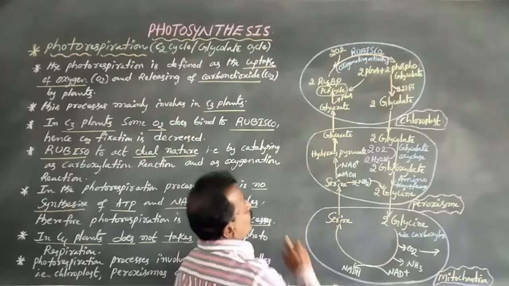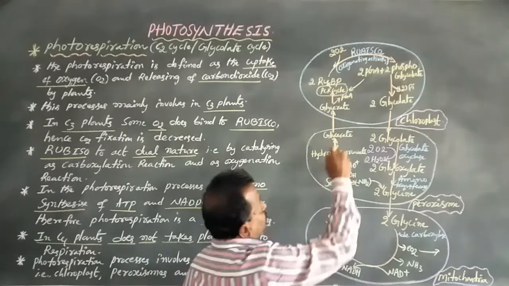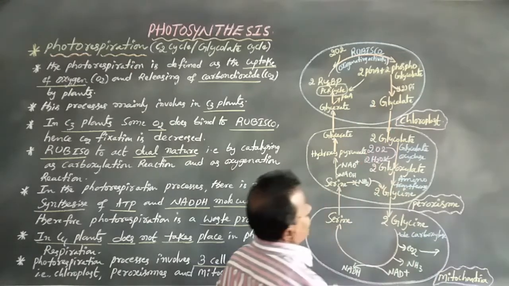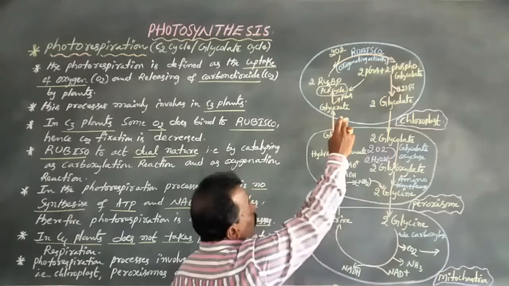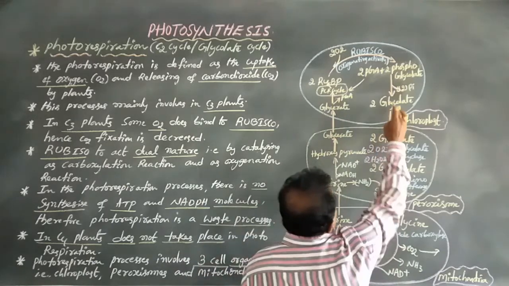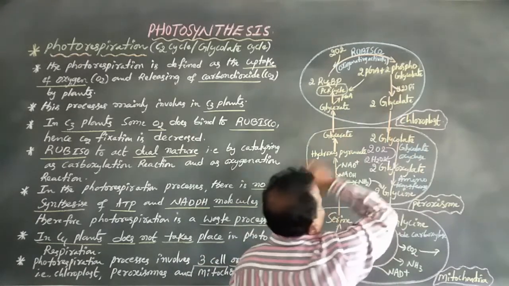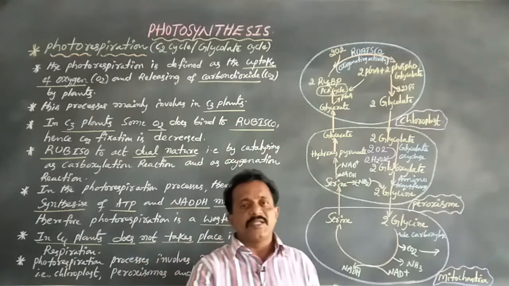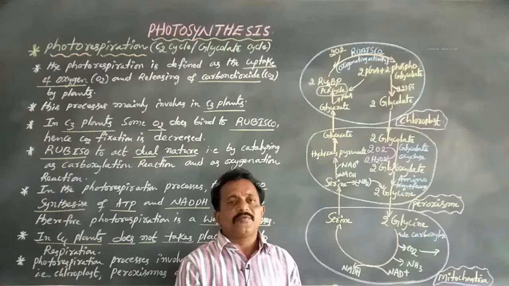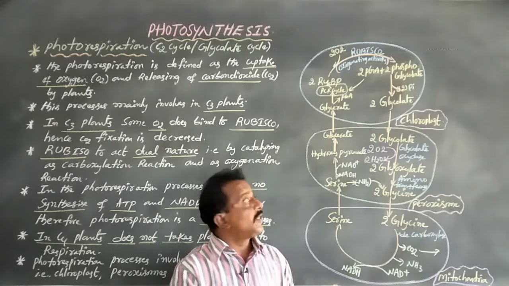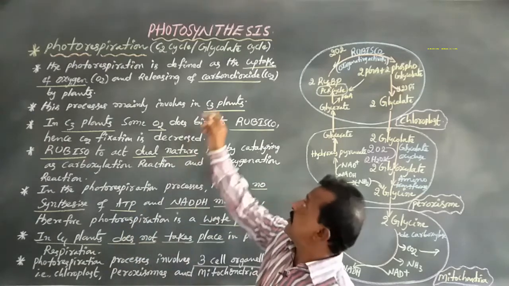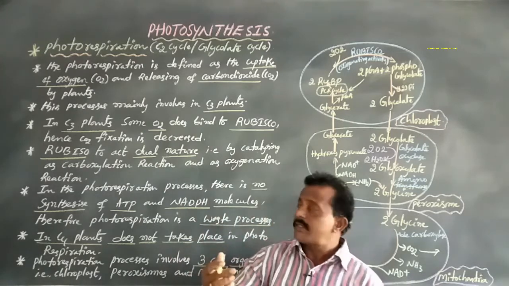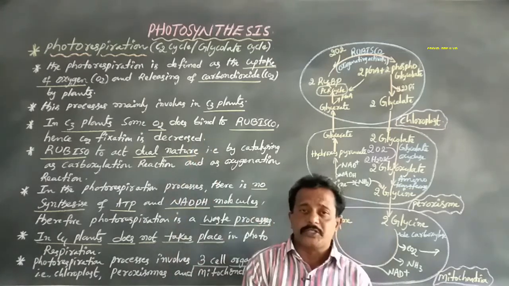In this photorespiration process, the first stable compounds are 2-phosphoglycerate and 2-phosphoglycolate. But the two molecules of phosphoglycolate, on dephosphorylation, form two molecules of glycolate. This is the common first stable compound of photorespiration, that is glycolate. Hence the cycle is named the glycolate cycle.